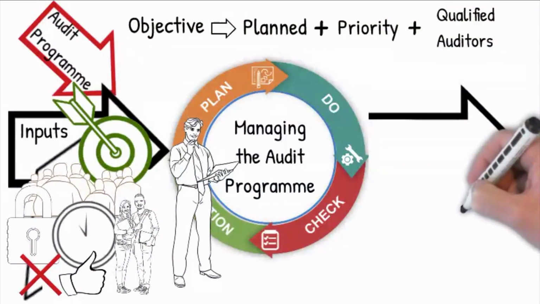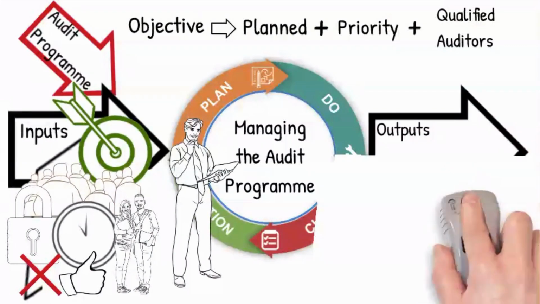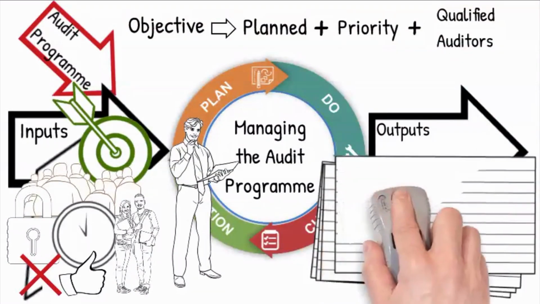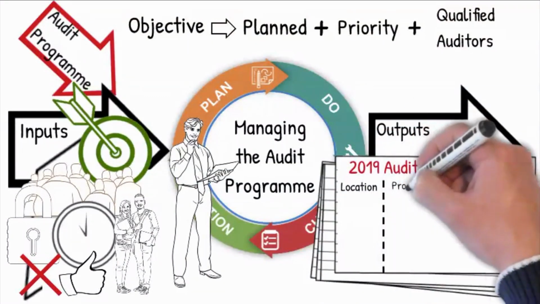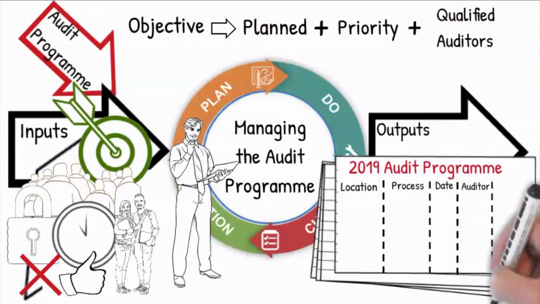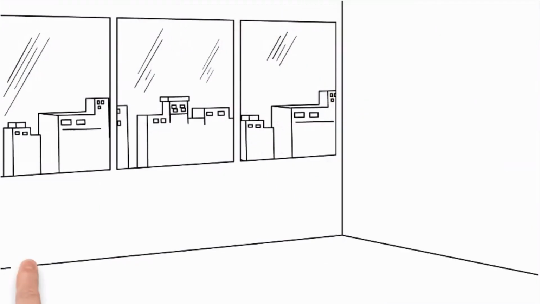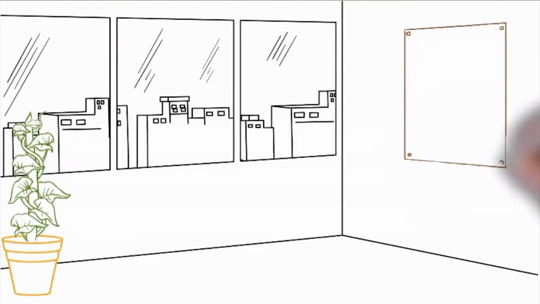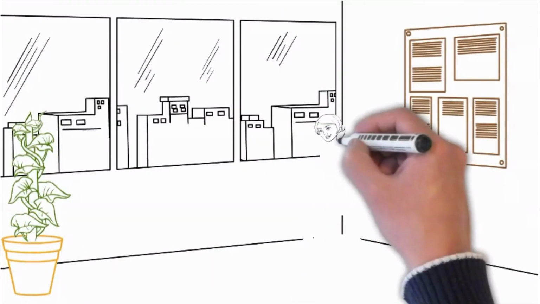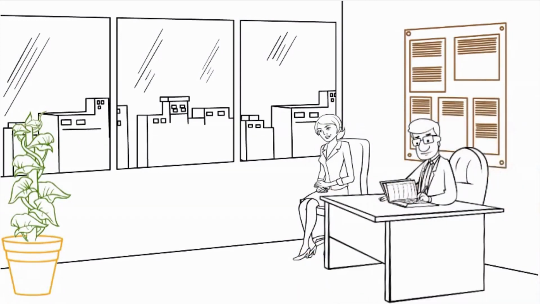The output will include a detailed annual audit plan which includes the following information: the locations, the processes, the date, the names of the auditors and the status of the audits. During the whole course of validity of the audit program, the person responsible for the audit program must ensure that unplanned audits are included in the program. The lead auditor will communicate the annual audit plan to all the departments in the organization so that they can be aware when the audits will be done.